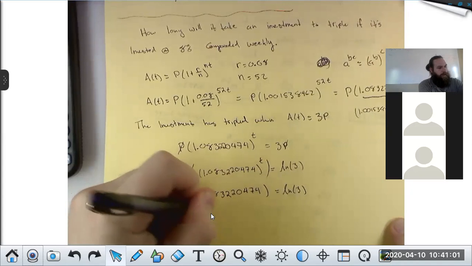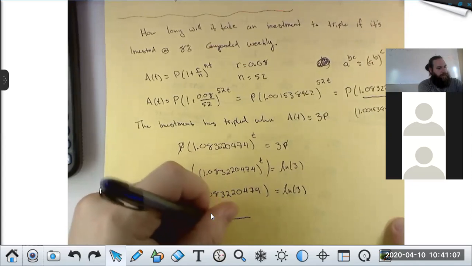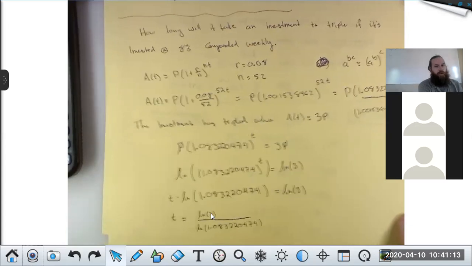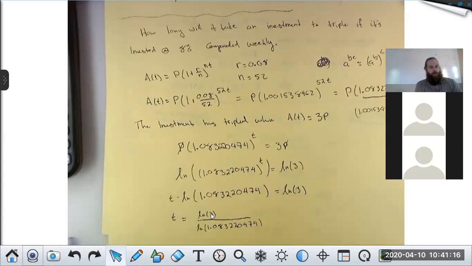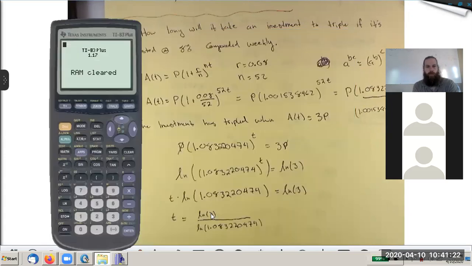So I get ln 3 over ln 1.083220474. And this is something we can compute in our calculator. About 13.74 years.